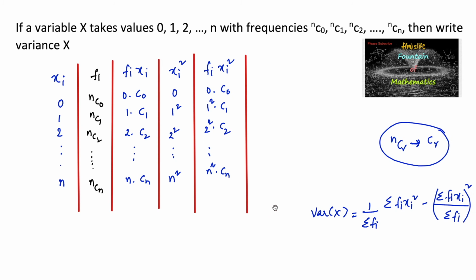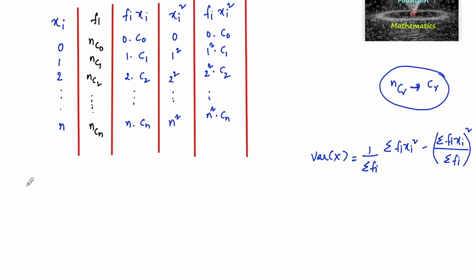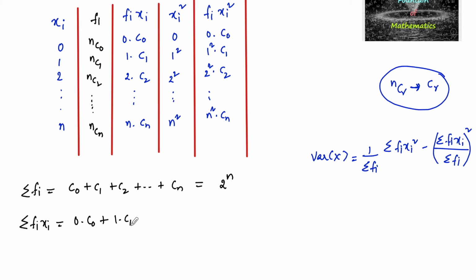Now let us find summation of fi, which is equal to nC0, that is C0 plus C1 plus C2 and so on up to Cn. We know that the sum of binomial coefficients is equal to 2 to the power n. So let us use this. Summation of fi is equal to 2 to the power n, and then summation of fi xi is equal to 0 into C0 plus 1 into C1 plus 2 into C2 and so on up to n into Cn.